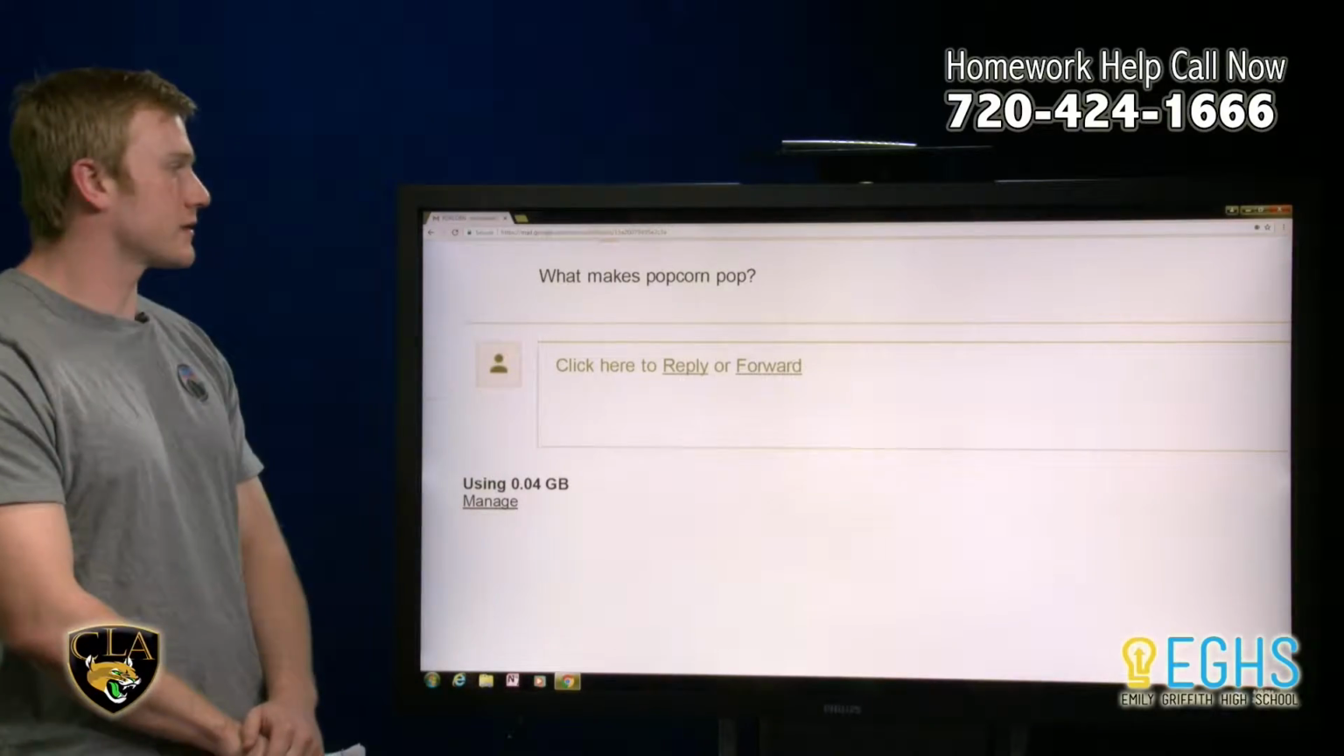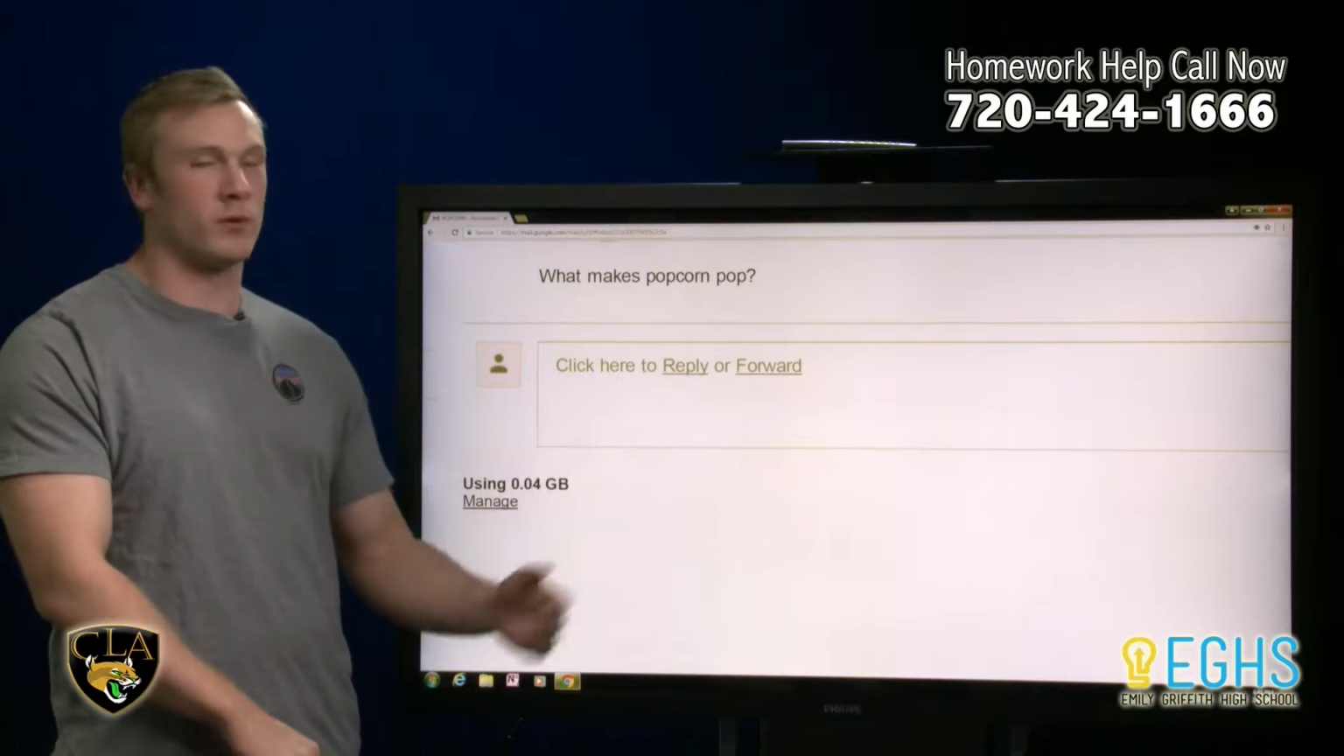Science question, something that I've been wondering for a while. What makes popcorn pop? Oh, sure.